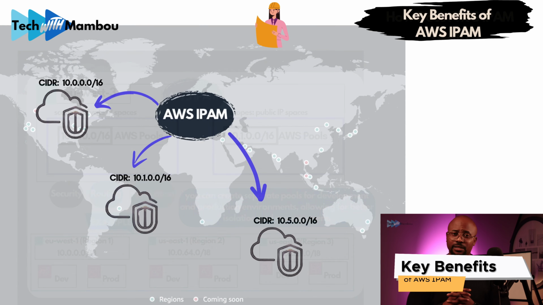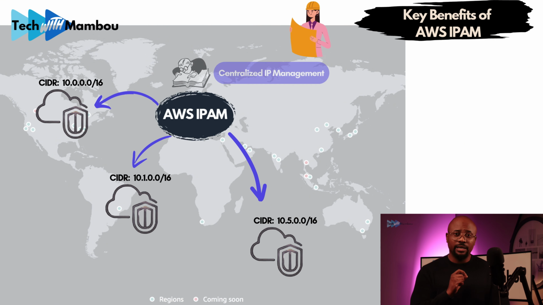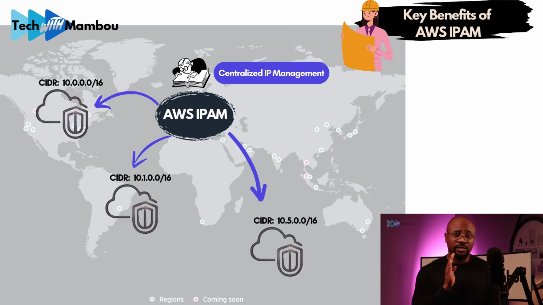What are the key benefits of AWS IPAM? It might be a question that you have in your mind. There are 4 key benefits for AWS IPAM. The number 1 is centralized IP management. AWS IPAM biggest advantage is centralized management. You can manage IP addresses from a single point, eliminating the need to configure IPs separately for each VPC or region. This prevents IP conflicts and ensures everything is organized and efficient.